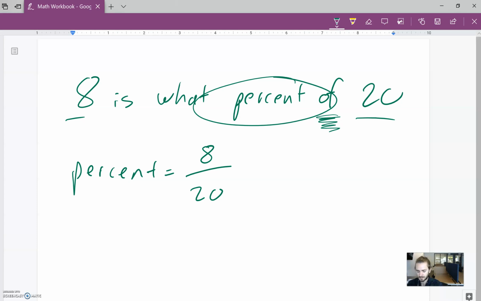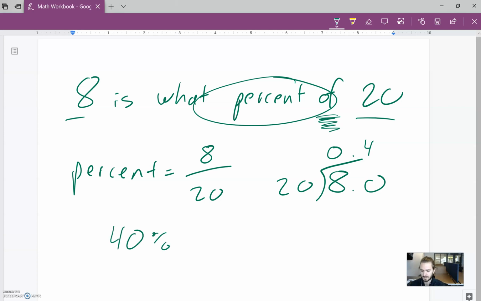And again, percent equals 8 over 20, and that's just simple division. 8 divided by 20, and 20 goes into 8 0 times, and it goes into 80 4 times. So we would have 0.4, which as a percent is 40%. So 8 is 40% of 20.